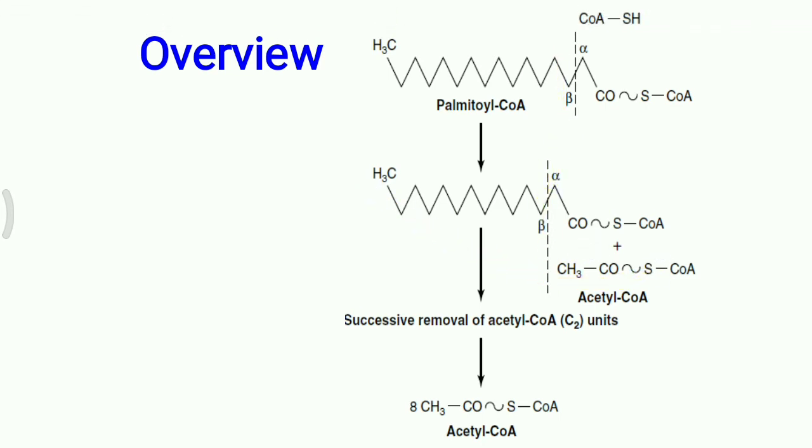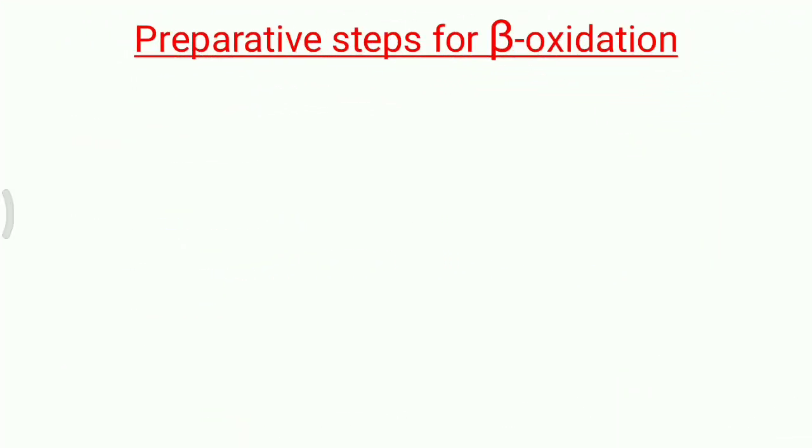Now when acetyl CoA is removed, the remaining chain is 14 carbon. Every time beta oxidation occurs, one acetyl CoA molecule will be separated. So ultimately palmitoyl CoA will provide 8 molecules of acetyl CoA, and this acetyl CoA will undergo the TCA cycle for further metabolism. But before that, you have to understand beta oxidation, and in beta oxidation you also have to understand the preparatory step. For the preparatory step, initially you have to remember coenzyme A.